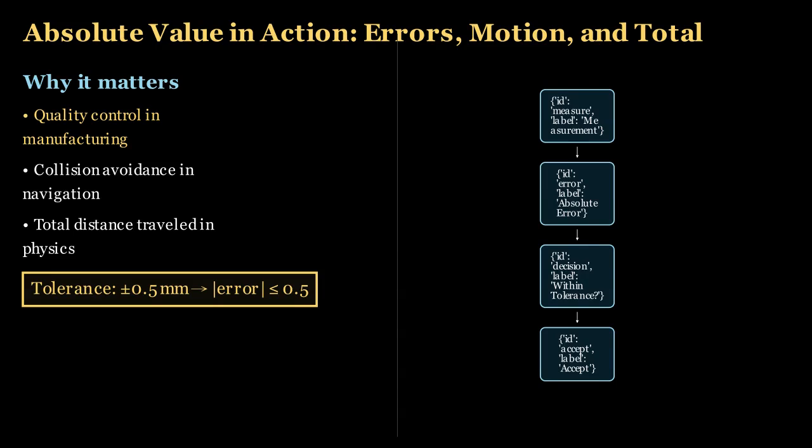Let's derive each application from the core idea of distance. For error tolerance, we have a true value, say A, and a measured value x. The error is simply the distance between them, which we write as the absolute value of x minus A. We say the measurement is acceptable if that error is less than a small tolerance epsilon. This is exactly the neighborhood idea from limits: x must lie within epsilon of A.